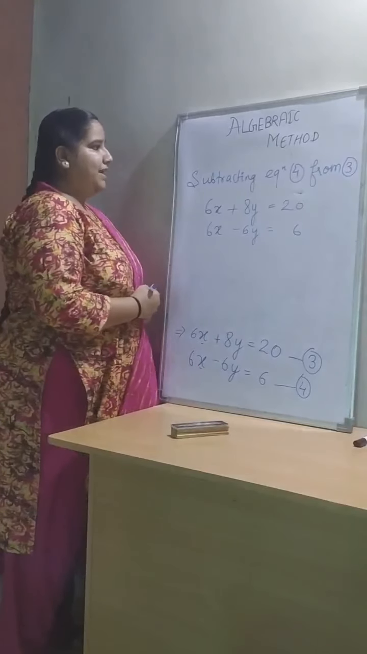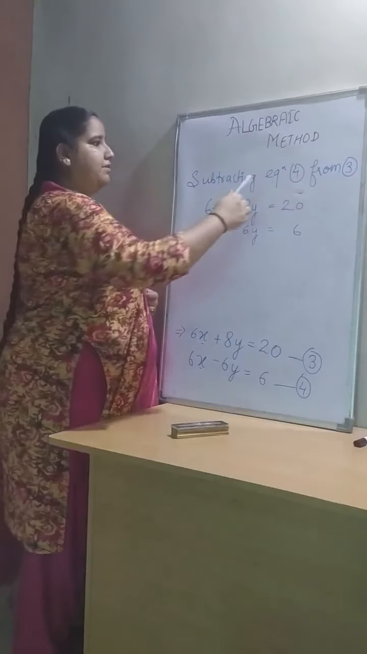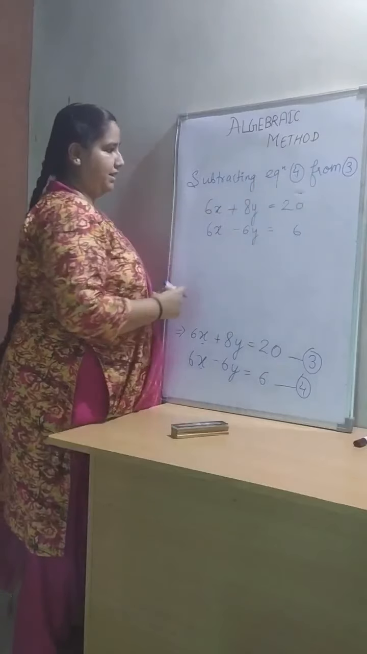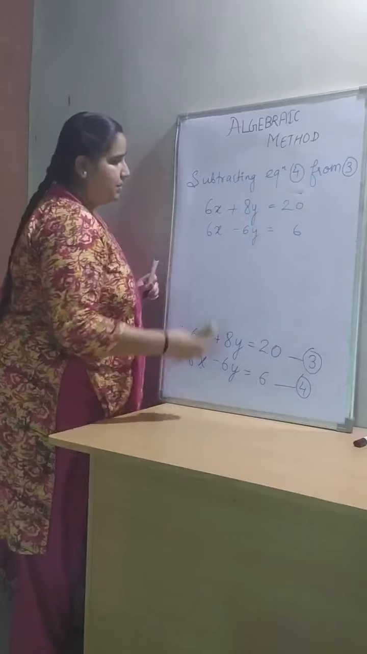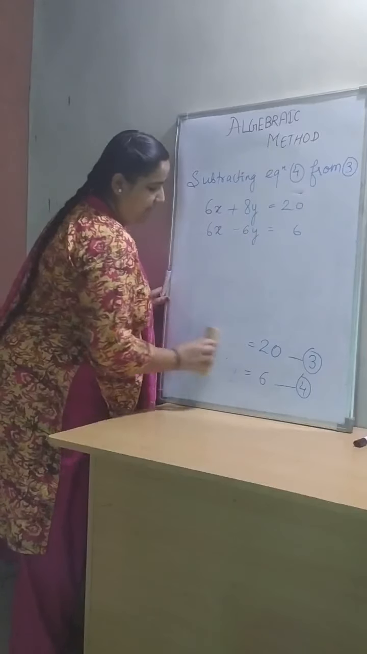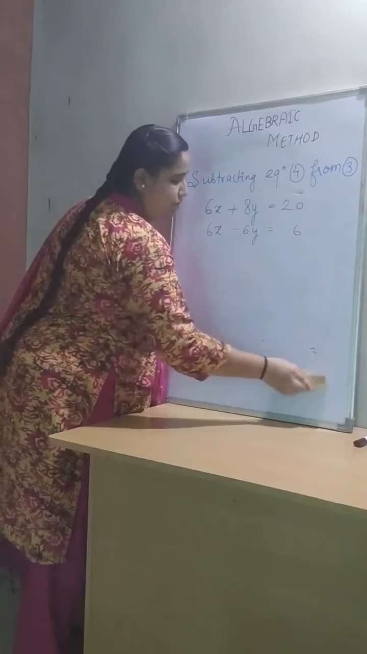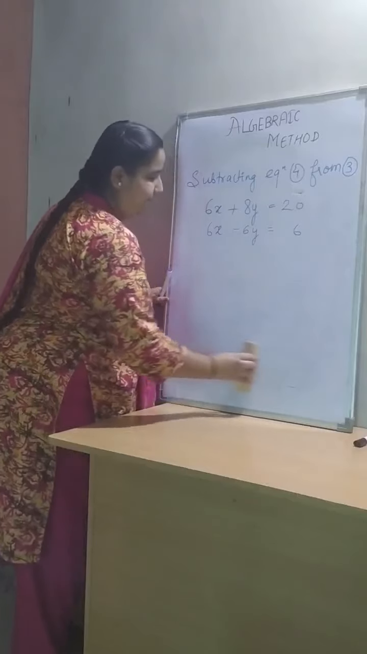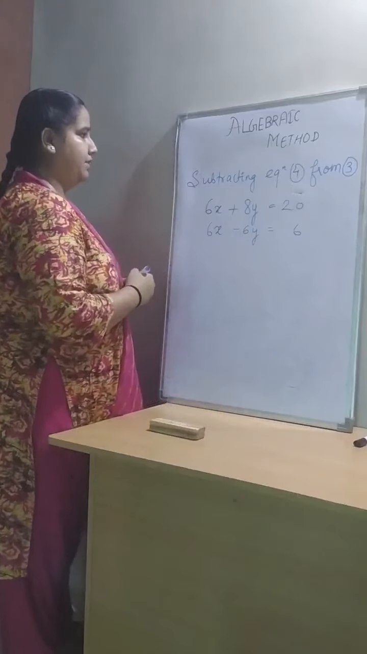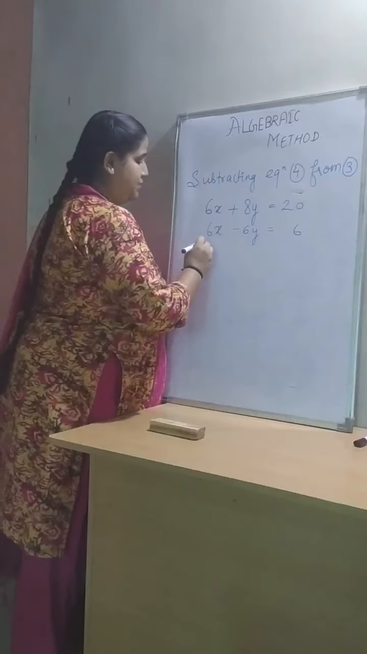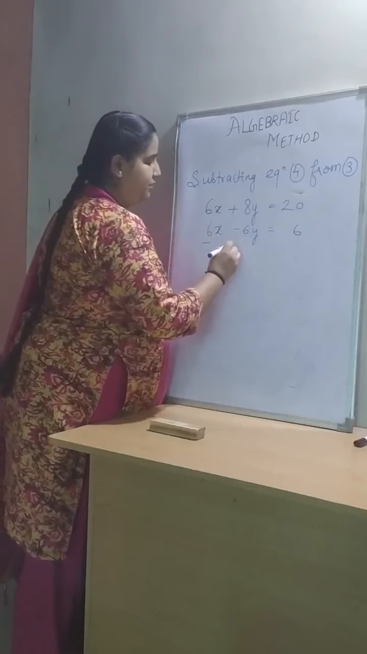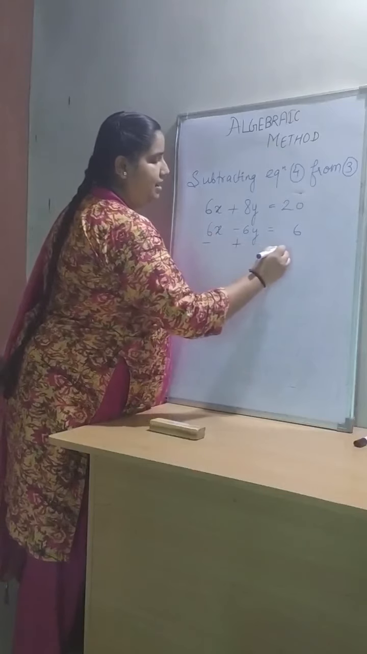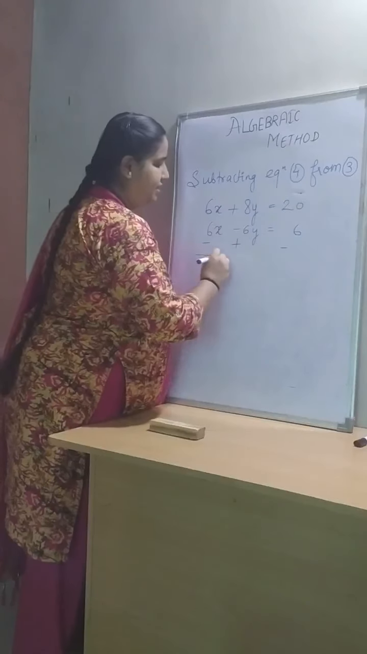Now next, we need to subtract equation number 4 from equation number 3. So we are subtracting equation number 4 from equation number 3. I have written this in the upper portion. So here the sign will change. This plus sign will convert to minus. This minus will become plus, and here also the plus will become minus.